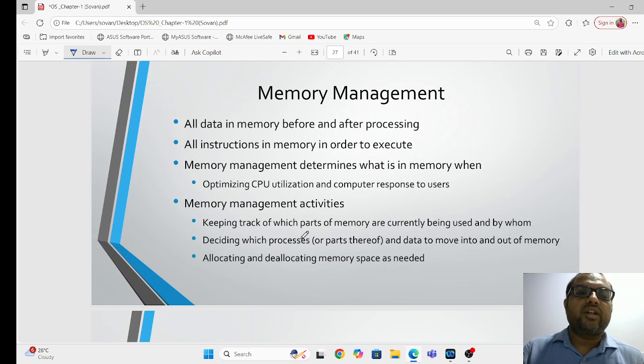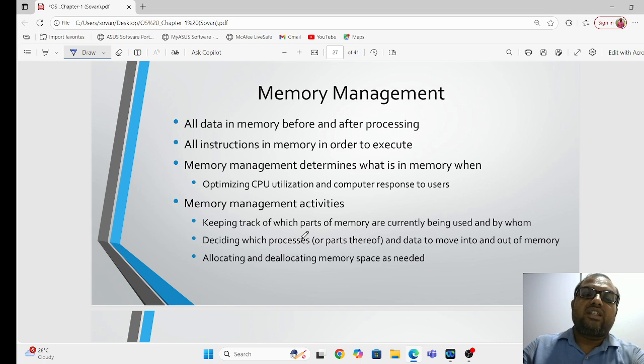Now to memory management. All the data in the memory is stored from the CPU, before and after your processing. So data is stored, but which data will be stored, and the instructions come from the CPU or the operating system. All the instructions must be in memory in order to execute. So instructions will be executed one by one, and they maintain their order. If there is a disorder, then problems will be generated in execution, or we can get different results or different outputs.